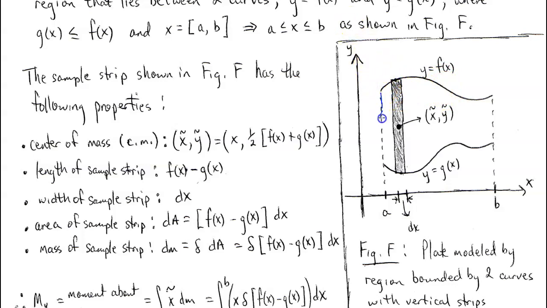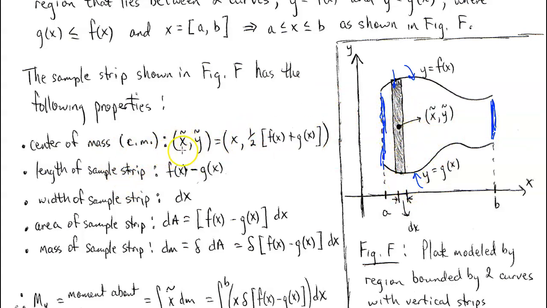So let's say we have a plate and it's bounded on the sides by x equals a and x equals b. But of course, the top of the plate is going to look like f of x, and the bottom of the plate is going to look like g of x. So in those instances, we would have to consider both functions in modeling what this particular sample strip would look like, okay?